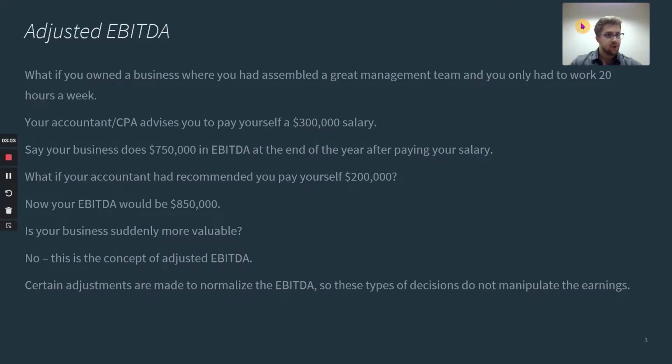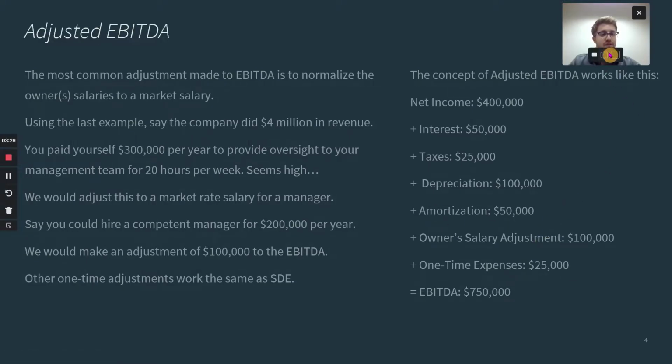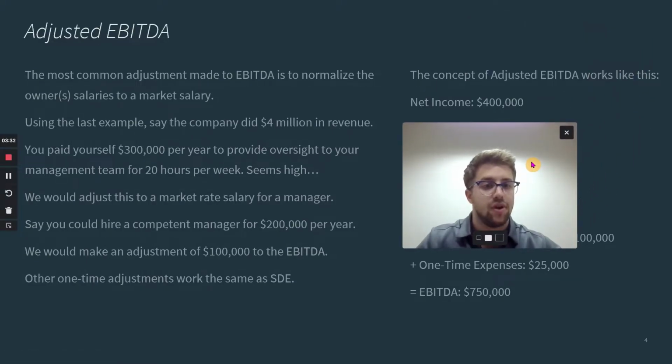But what if your CPA had recommended that you only pay yourself $200,000? Well, that would have raised your EBITDA from $750,000 to $850,000. Did that make your business more valuable? Obviously not. It's the same company making the same amount of money, but that shows you the difference between EBITDA and adjusted EBITDA. The purpose of adjusted EBITDA is to take out some of these expenses that are particular to one owner so that you can neutralize the effect that those decisions have.